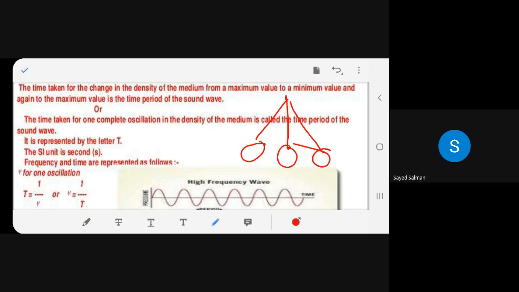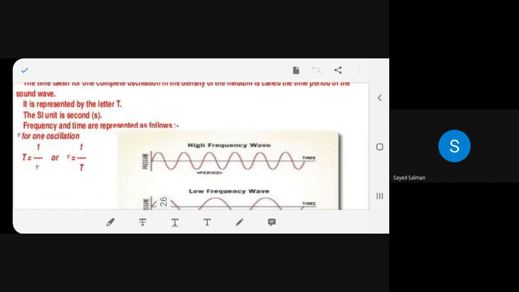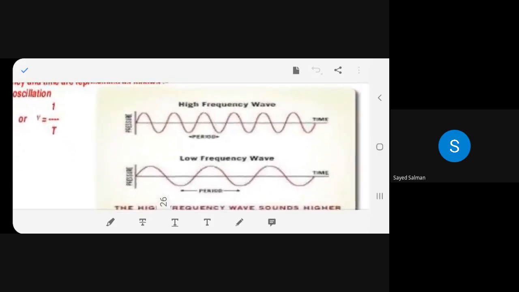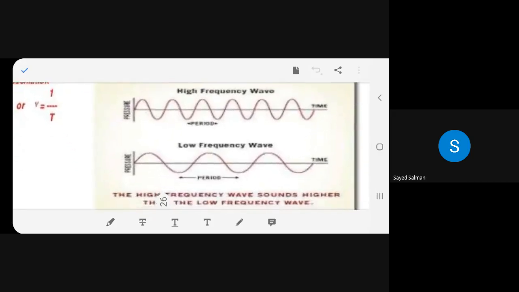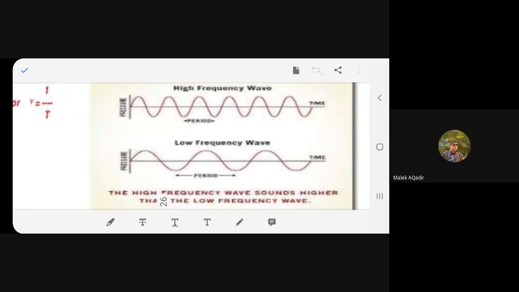It is the letter T, the unit is second, and the relation between frequency and time period is that they are inversely proportional to each other. If I put T on the left-hand side, then it is 1 upon nu, and if I put nu on the other side, then it becomes 1 upon T. Any problem? It's just revision we are doing. We have all done it. Have you understood what I'm saying?